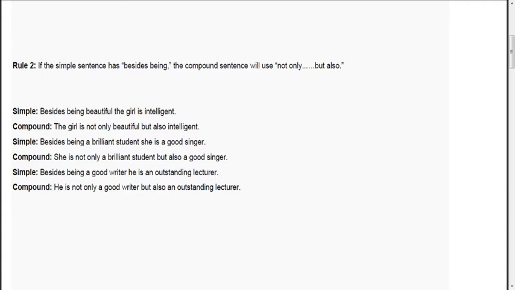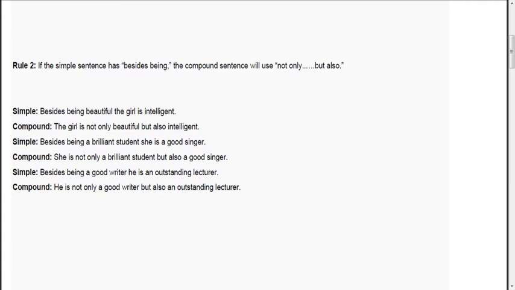The last example says, besides being a good writer, he is an outstanding lecturer. It's like the second one. Here also two qualities are connected with besides being. So we'll write again not only but also. After not only one adjective, and after but also another adjective. So he is not only a good writer but also an outstanding lecturer.